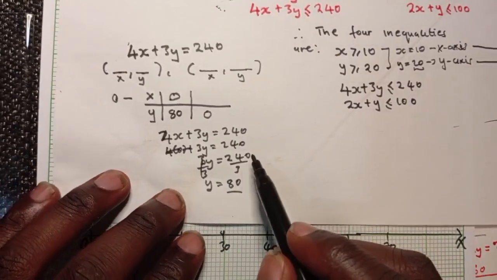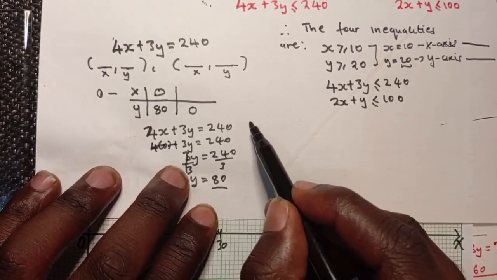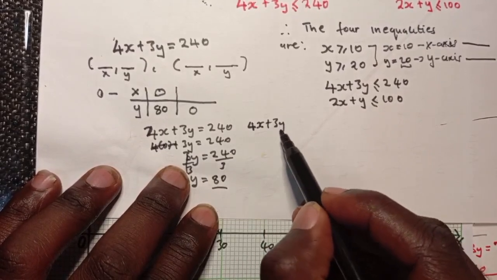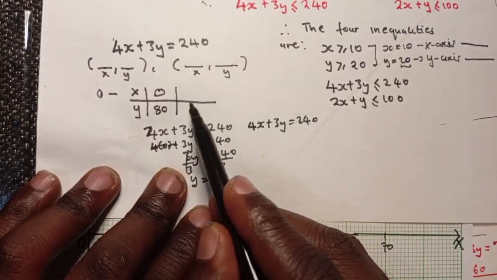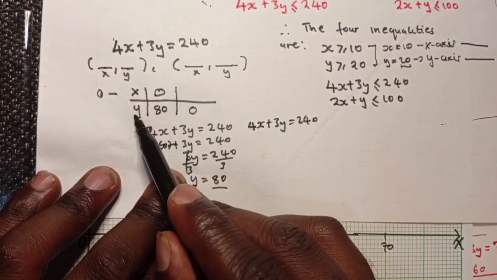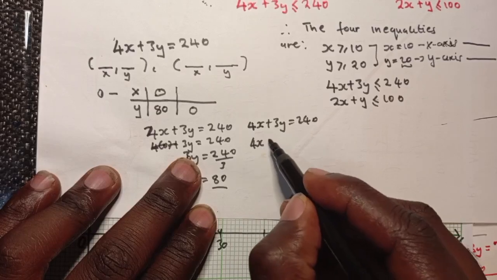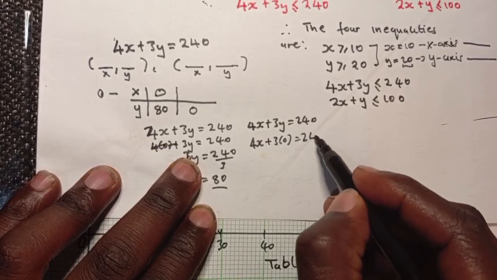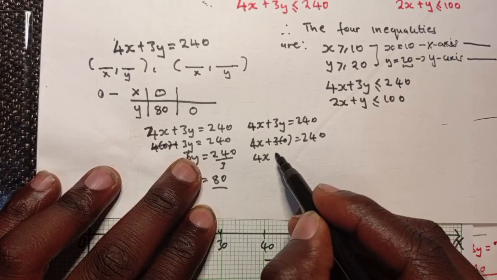Okay, then you rewrite the equation again so that you find the missing number here. So again, you write 4x plus 3y is equal to 240. So here now, we are finding the missing number here. But the 0 now will be y, okay? Because the 0 is on y. So you're going to say 4x plus 3, there 0 is equal to 240. So 4x, this 3 times 0 will give us 0, forget about it.